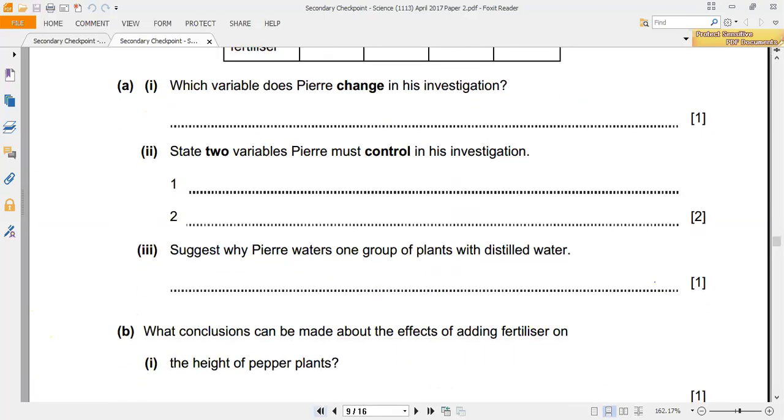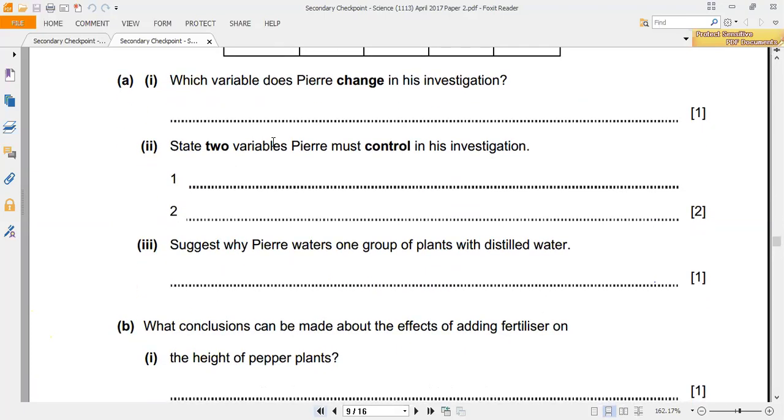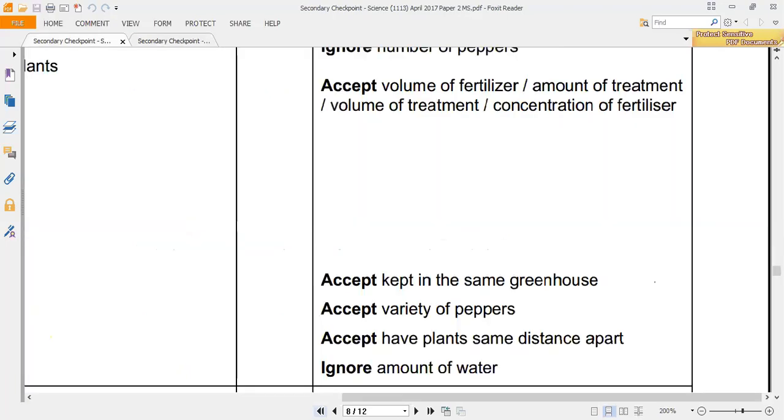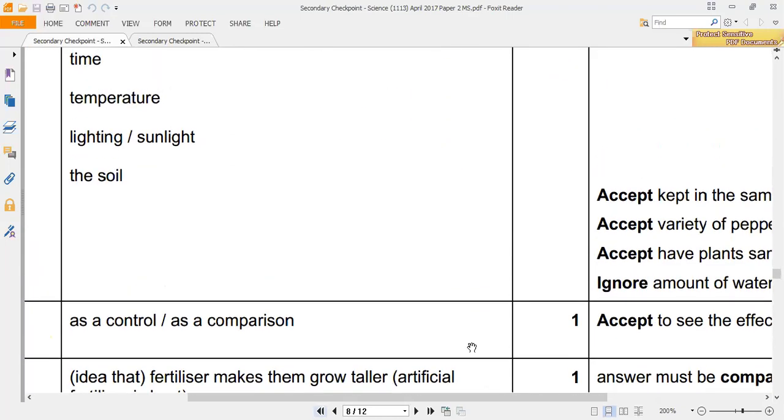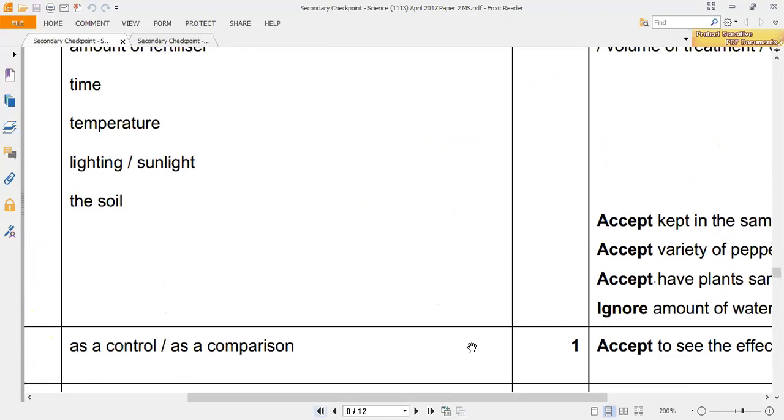Number 3, suggest why Pierre waters one group of plants with distilled water. Yeah, this is a very good point. It's a control. Why even control? For better comparison. Okay, it's a control with nothing. Why are we using any controls? As a comparison.